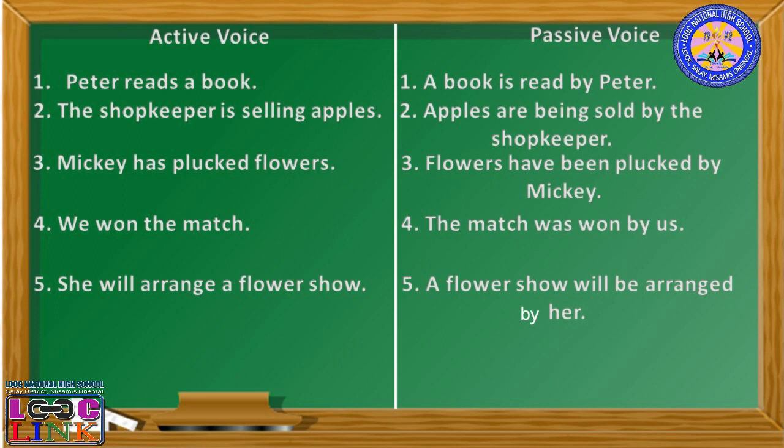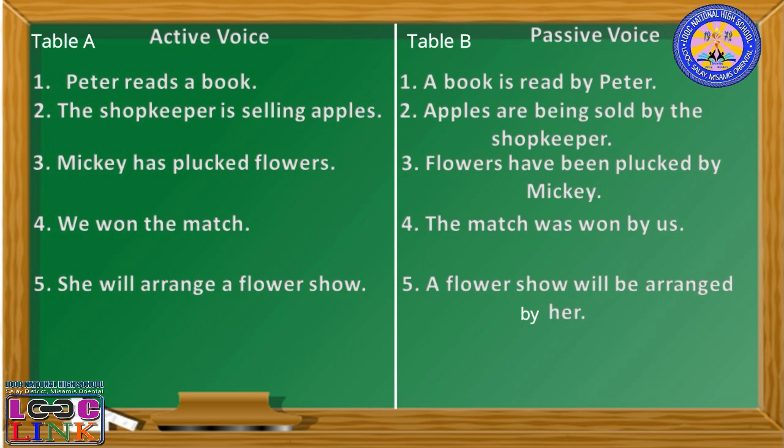Now, I want you to understand that all the five sentences on table A are all in their active voice. Why? Because the subjects are the doers of the action. Peter reads a book. Who reads the book? It's Peter. The shopkeeper is selling apples. Who is selling apples? The shopkeeper. Mickey has plucked flowers. Who has plucked the flowers? It's Mickey. We won the match. Who won the match? It's we. She will arrange a flower show. Who will arrange a flower show?